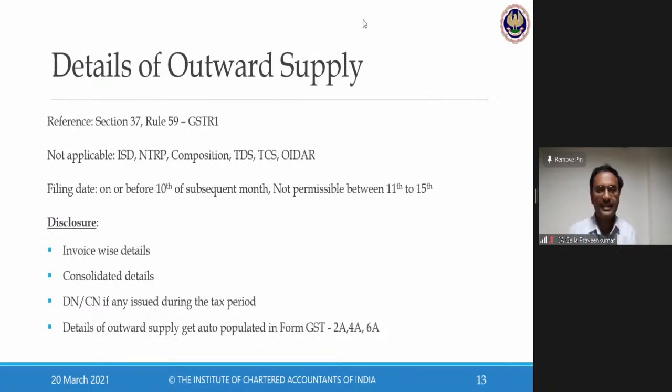Let me open my GSTR 1 for the benefit of understanding this particular return. Just give me a minute. I'll come to my GSTR 1.